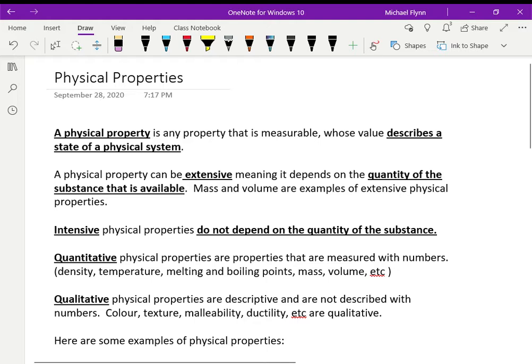Now this word extensive, okay, the word extensive means that the property depends on how much of that you have. So say, for example, mass. The mass of chocolate depends on how much chocolate you have, right? But its color does not depend on how much chocolate you have. Its color will always be the same, whatever the color of that chocolate is, right? Whether it's white chocolate or dark chocolate or whatever it is. So mass depends on how much of the stuff you have. We call those extensive properties. The only two things I can think of that are extensive are mass and volume, right?